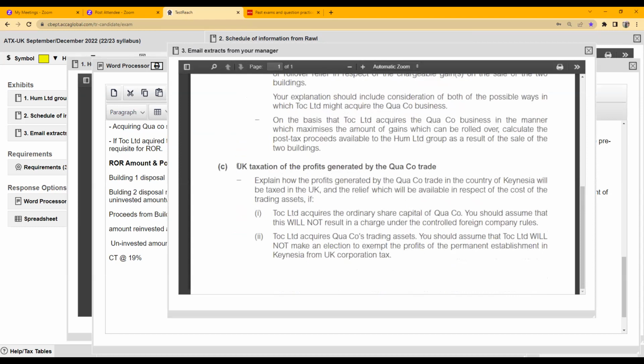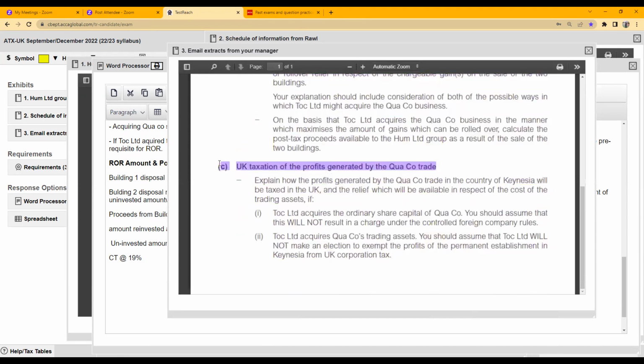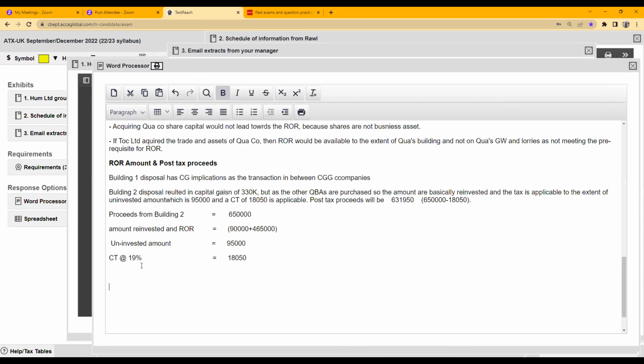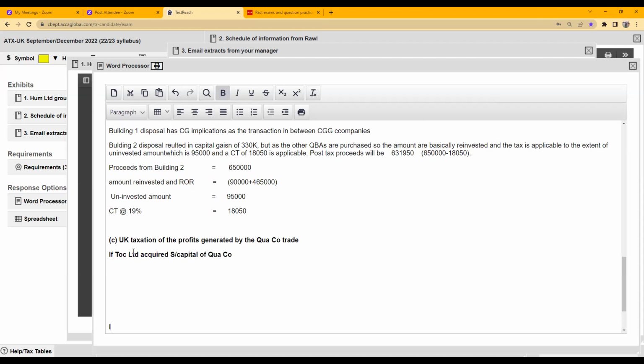Let's move towards the last area, UK taxation on the profits generated by a QACO trade, considering both the options, both the possibilities. So let me copy from here, word process, and we are going to solve requirement C. UK taxation on the profit generated by QACO company's trade. If TOC Limited acquired share capital of QACO, the other possibility, if TOC Limited acquired QACO's trading assets.